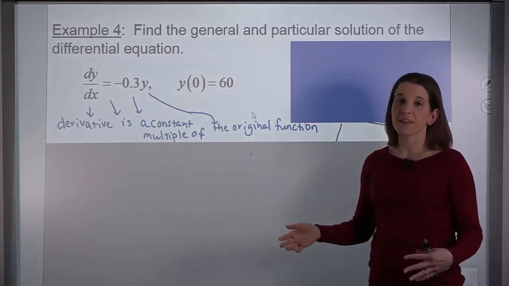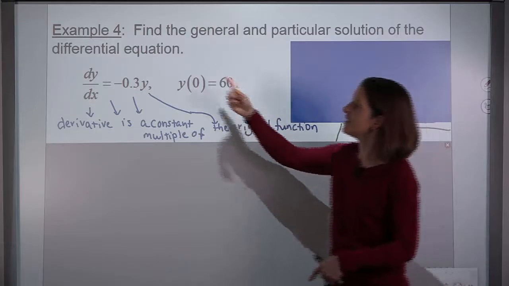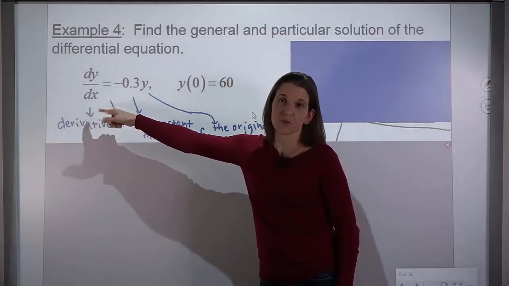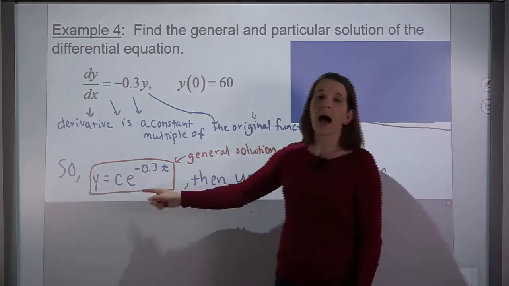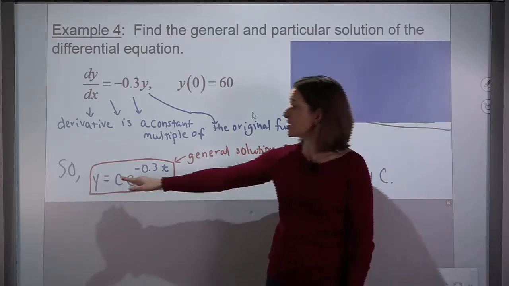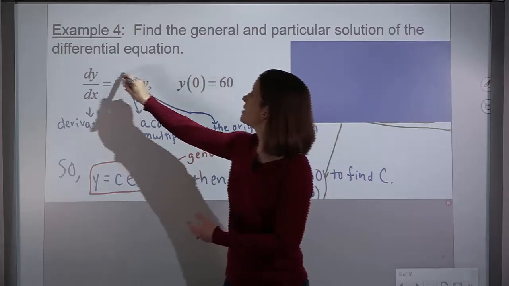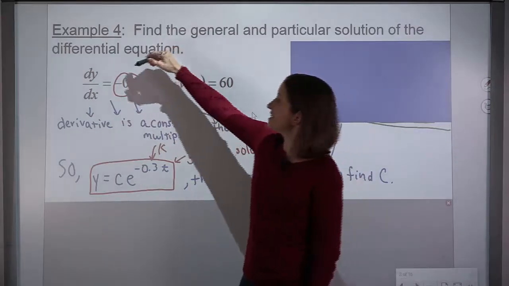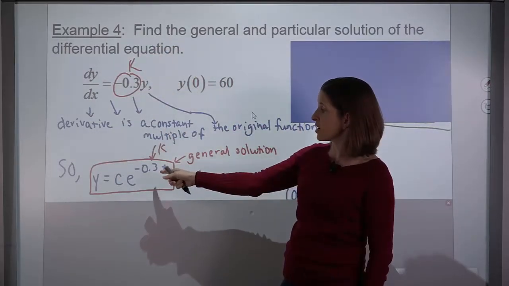We know the format of the answer. It is y equals c e to the k, in this case x, because I'm told my input variable there. So I automatically have my general solution: y equals c e to the, right, k is that negative 0.3. Whatever that multiple is becomes our k.